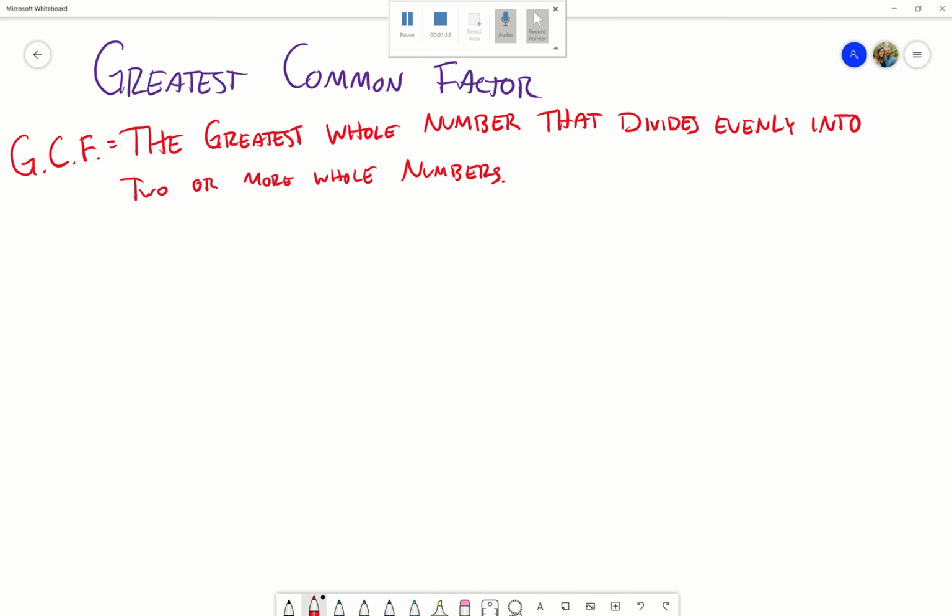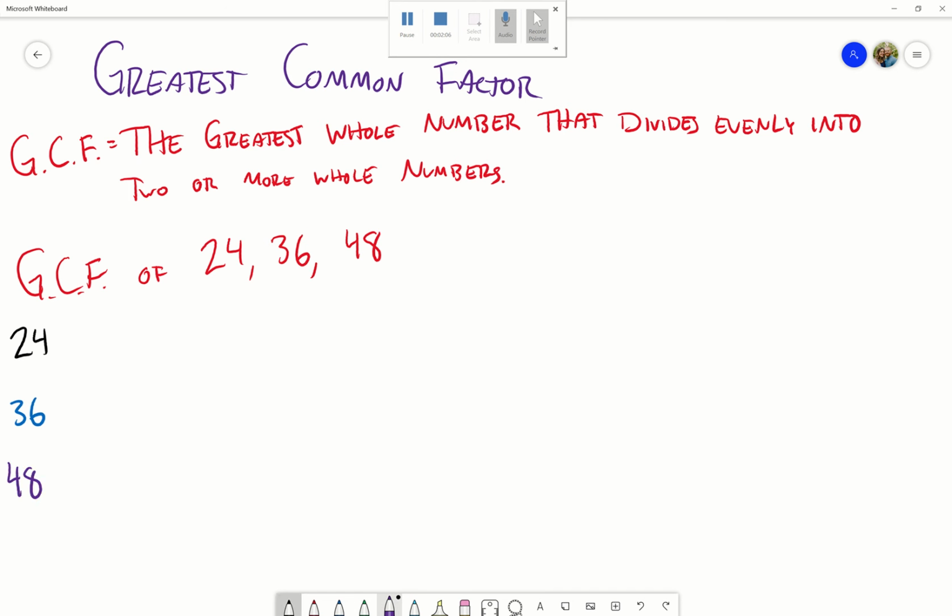If I said, hey, I want to know the greatest common factor, the GCF of 24, 36, and 48. I don't know, what's the greatest common factor of these three numbers? Well, I would look and say, all right, let's make some lists. Let's write out all of the factors of 24, all of the factors of 36, and all of the factors of 48.